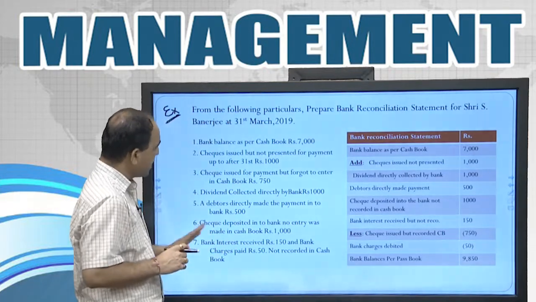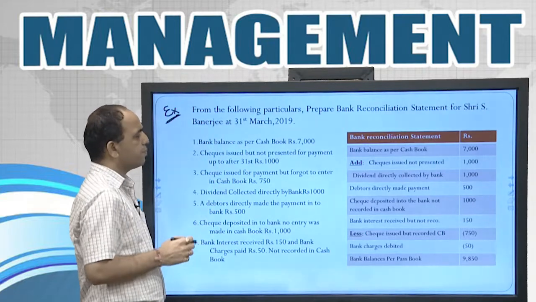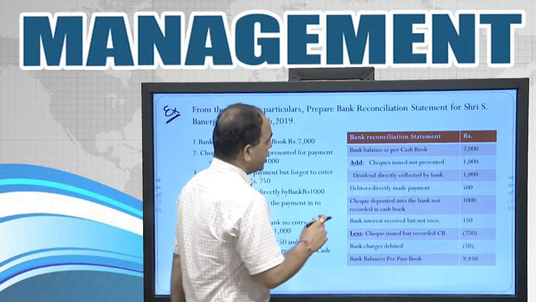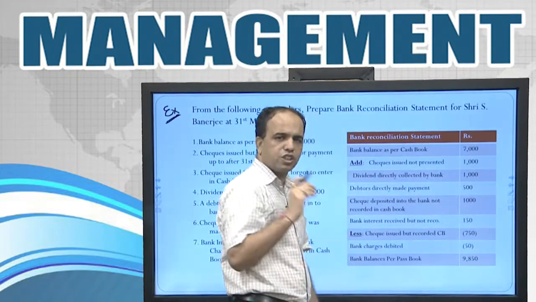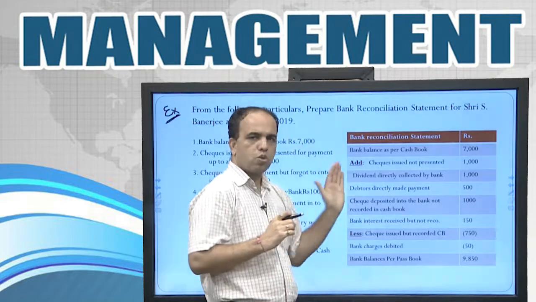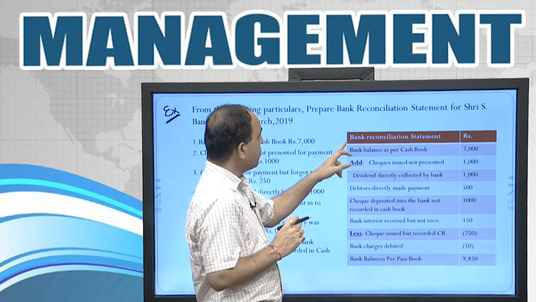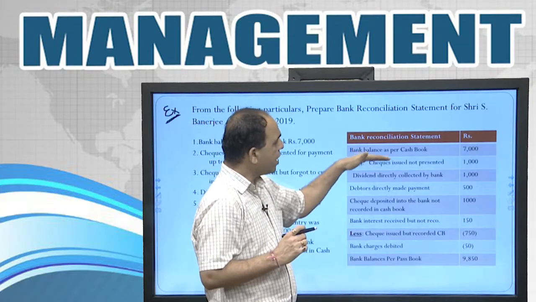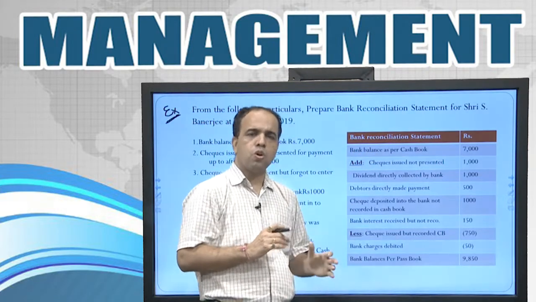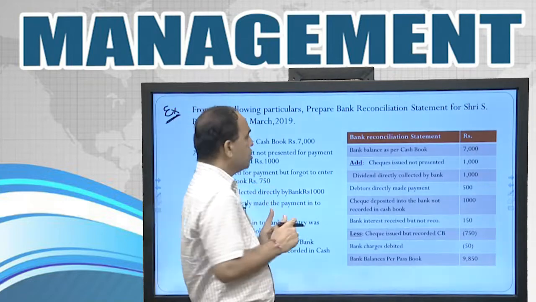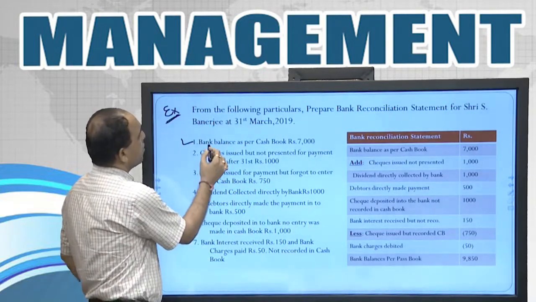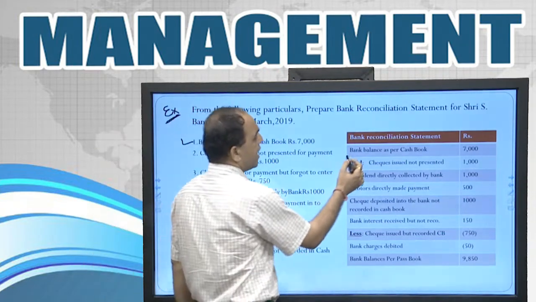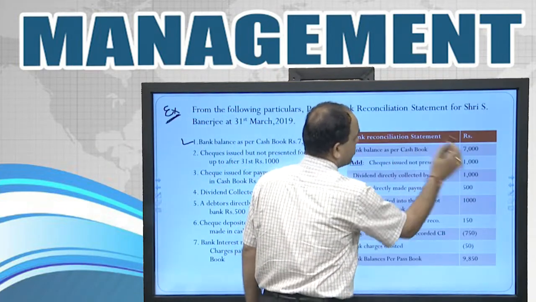Friends, we are given certain transactions, bank balance as per cash book rupees 7,000. A bank reconciliation statement consists of two columns. Sometimes we add one more column for date also. In a bank reconciliation statement, we generally have to start with either bank balance as per cash book or bank balance as per passbook. Here we are given bank balance as per cash book rupees 7,000, so I will write that first.